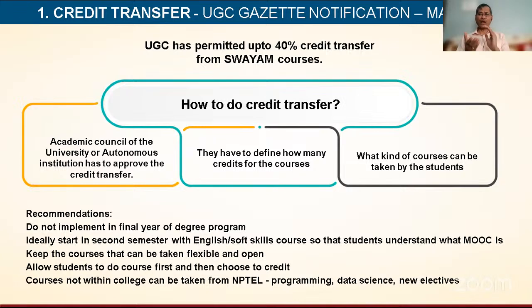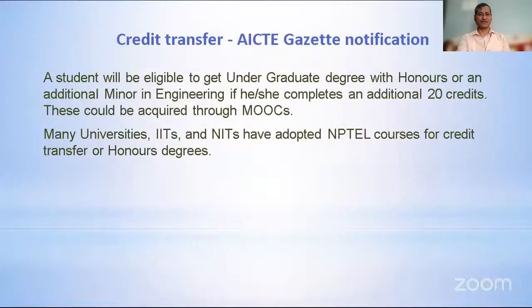So you may say that, okay, out of these courses, whichever is convenient for you, you can take that particular course. That flexibility may help, and you can allow the students first to complete the course, then you take the credits. Courses particularly which are not offered by your institution, or which are required for skill development, can be considered for credit transfer.